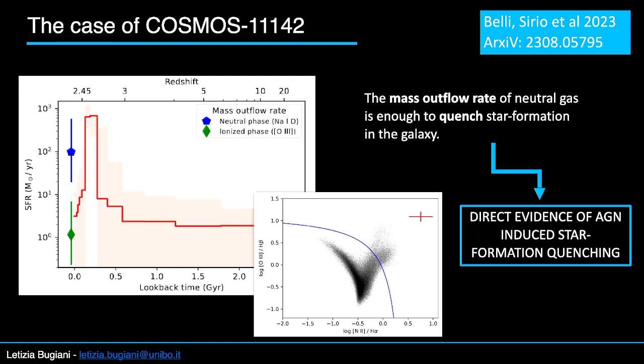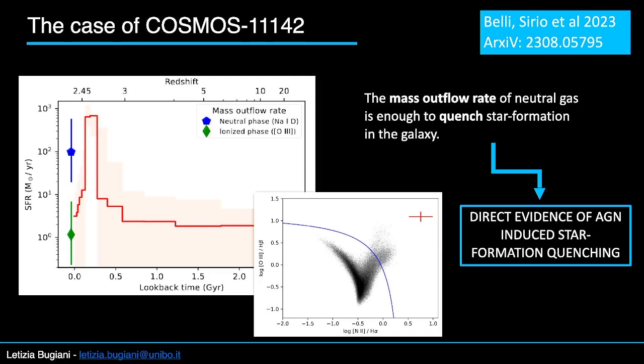The most egregious case is Cosmos 11142. This galaxy has exceptionally powerful outflows, and you can read the article on these galaxies by my supervisor, Ciabatti. For this galaxy, we were able to get the mass outflow rate both from the ionized phase and the neutral phase, and compare it to the star formation history of the galaxy plotted in red.